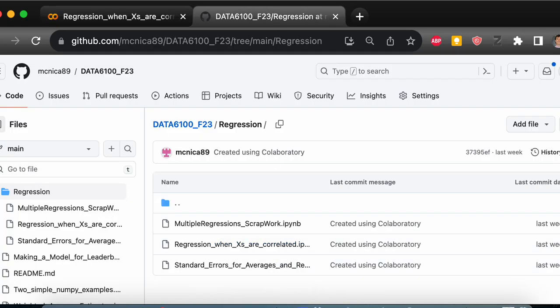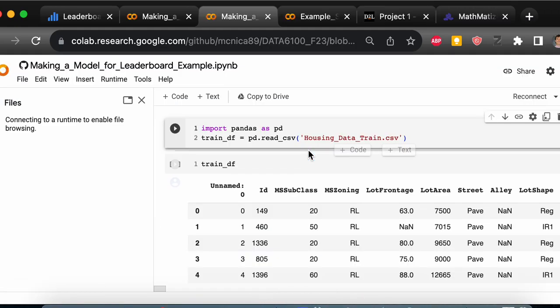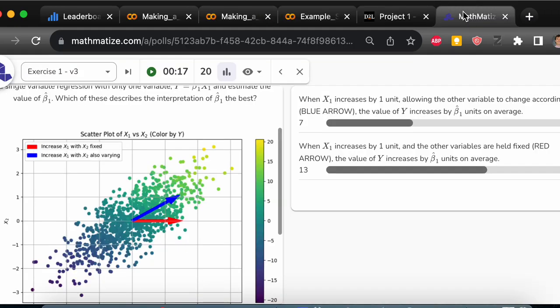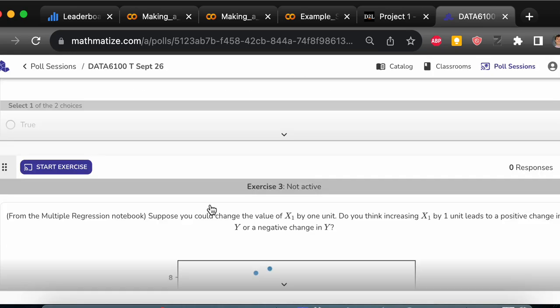I want to go back to mathematize. Give me mathematize. Okay, next question. So we saw the values can change.